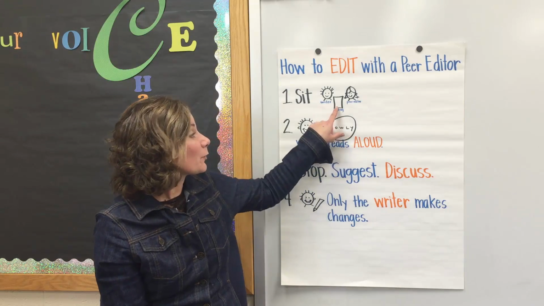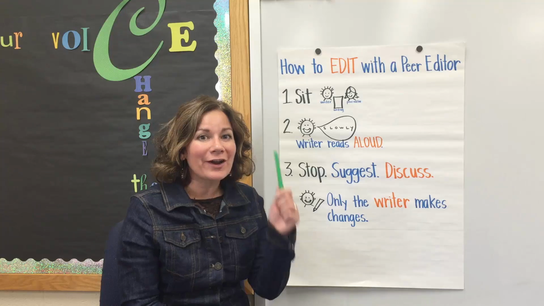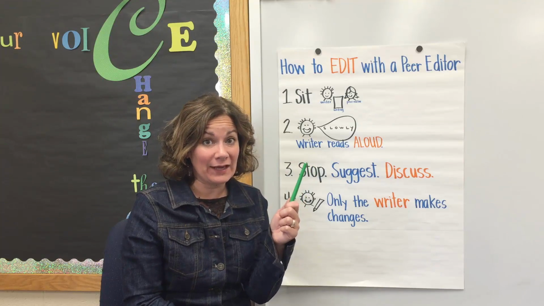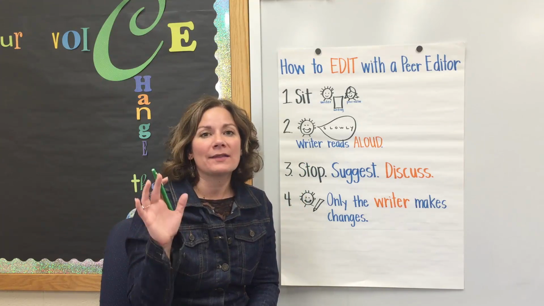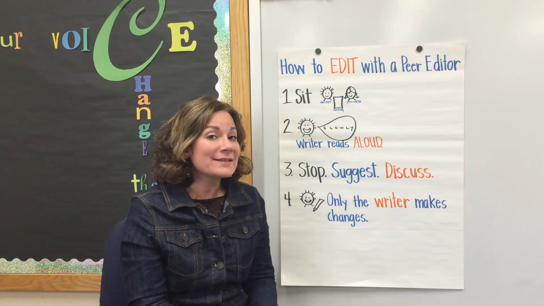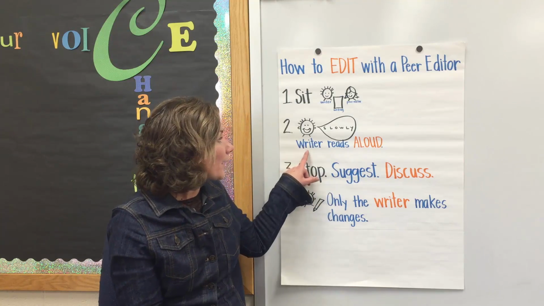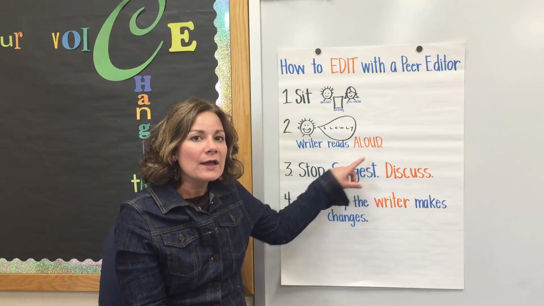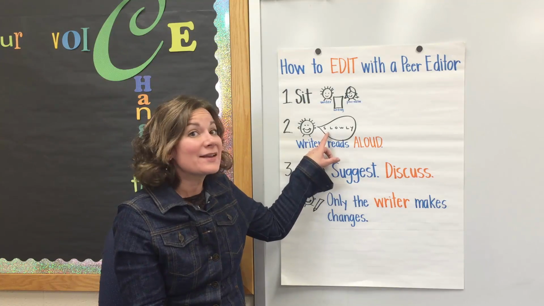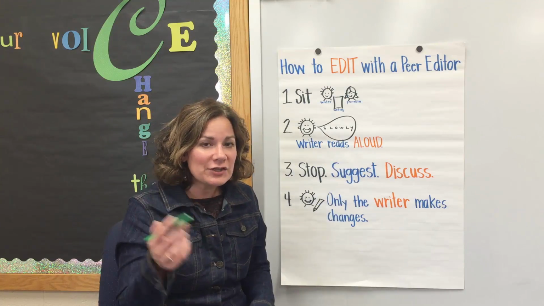Now, whoever's writing it is, that's the writer. And they need to have a pen in their hand the entire time that we're peer editing. Because the next thing that we're going to do is the writer is going to read aloud his or her writing, and they're going to do it slowly. It should sound like this.